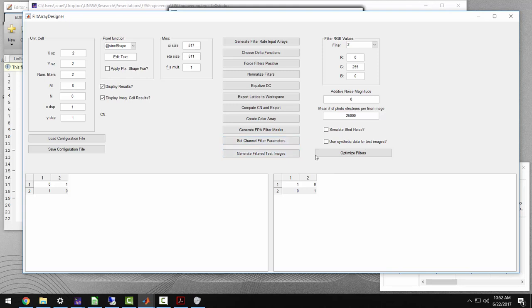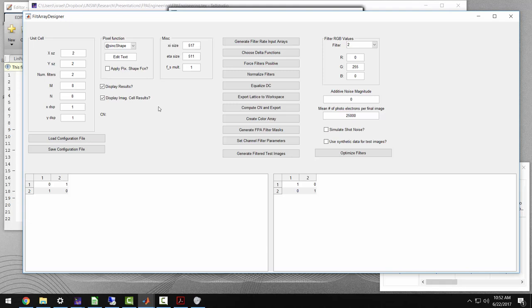And then finally, optimize filters tries to optimize the Fourier domain channel filtering, the linear filtering, to minimize the mean squared error for a specific image set that you have to change the data files for. So let's begin. Oh, one thing I forgot. Display results will show you all the results in different figures. And display imaginary cell results displays the imaginary results of the channel structures.